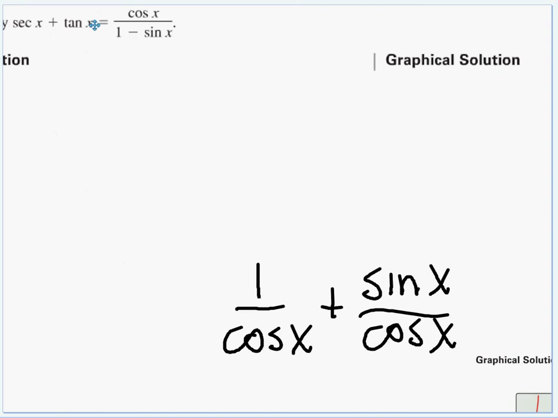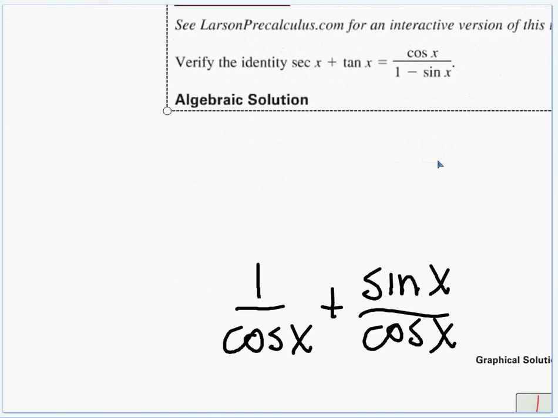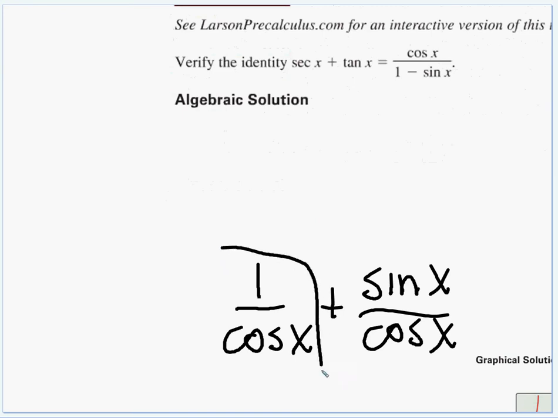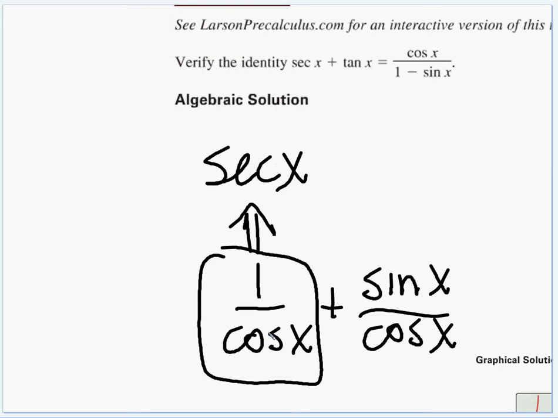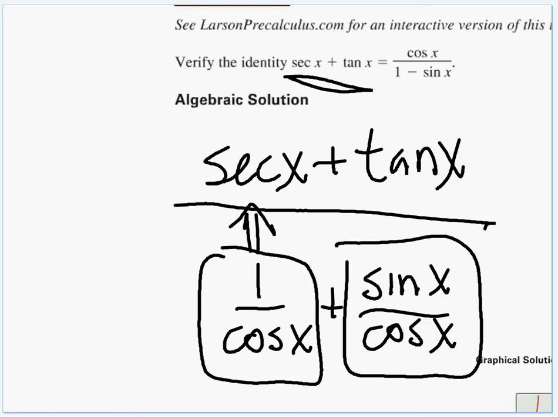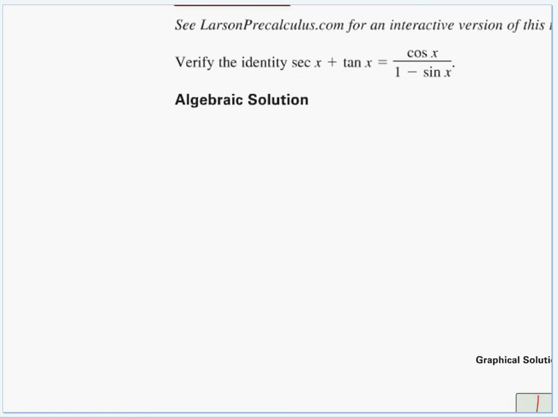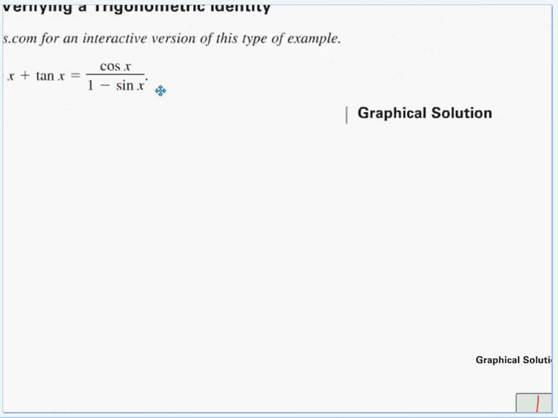Again, look at that finish line. Let me bring it down here. Secant plus tan. 1 over cos, well, that turns into secant of x plus sine over cos, well, that's tan x. That's what we transformed the right side into. That was our finish line. We made it. So that was our algebraic solution.